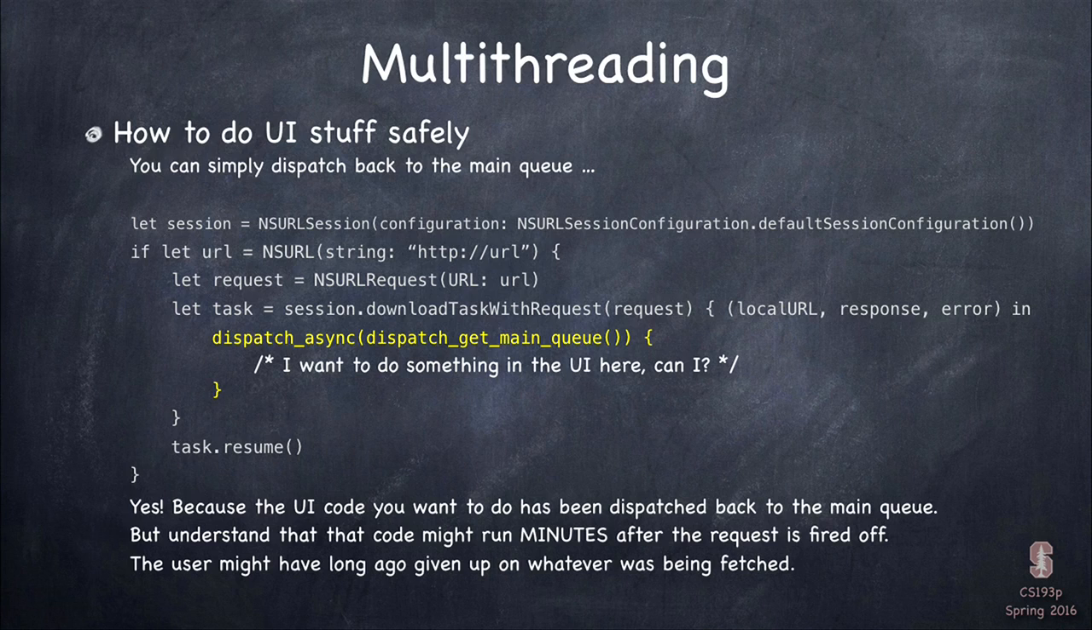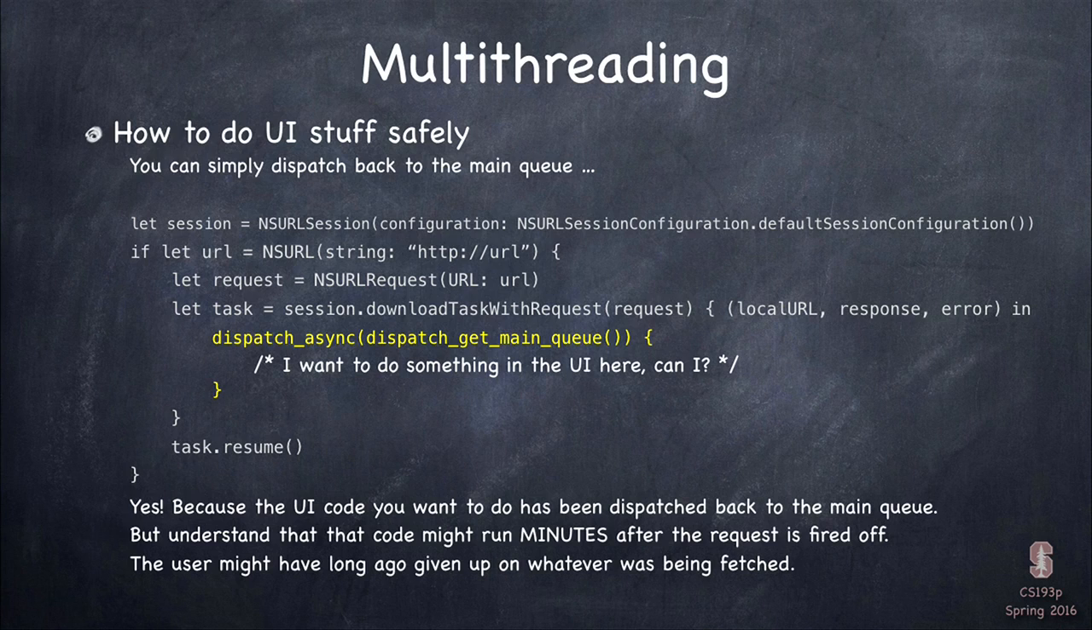This is an iOS method, download task with request. It takes this last argument, which is a closure, and inside there you're going to have to dispatch to the main queue if you want to do something in the UI, because this closure will not be executed on the main queue.